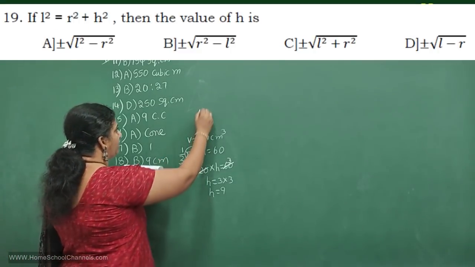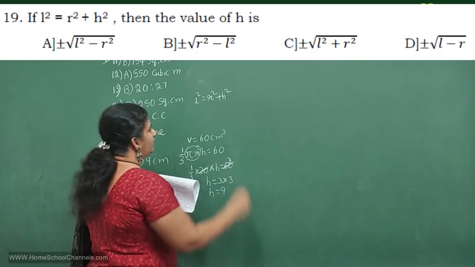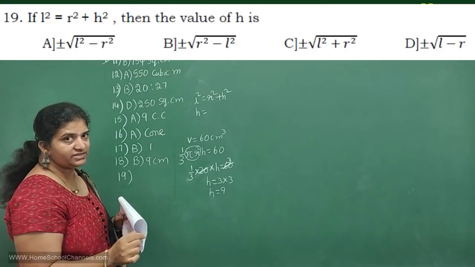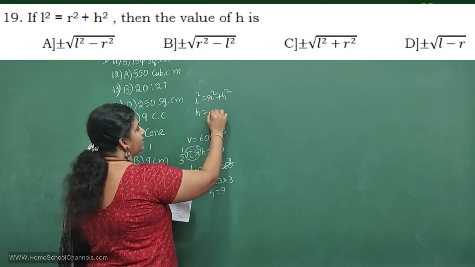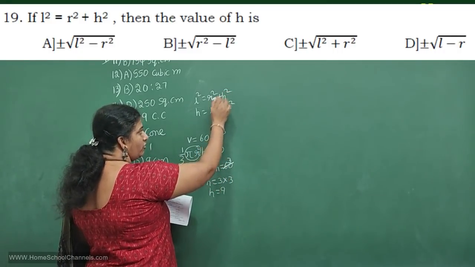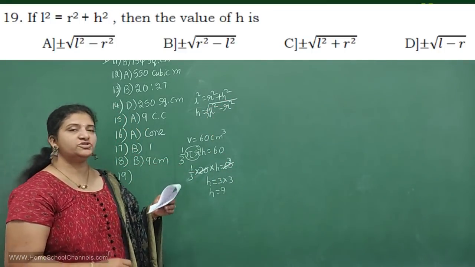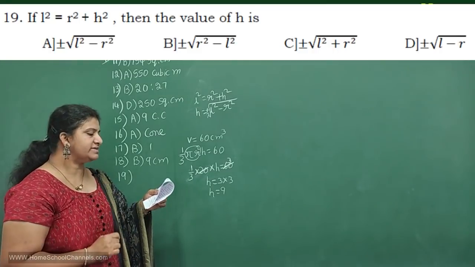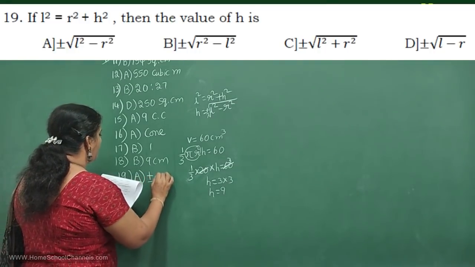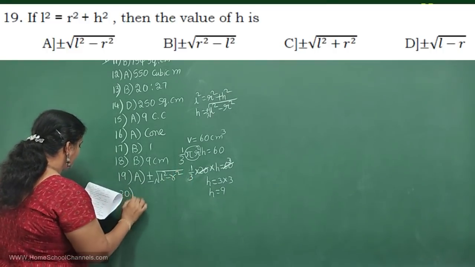19th one. If L square is equal to R square plus H square, then what is the value of H? Send this R square to the other side. That will be L square minus R square equals H square. In order to remove the square, we need to apply square root and say plus or minus. So which option is the right answer? Plus or minus root of L square minus R square. Your option A, plus or minus root L square minus R square.